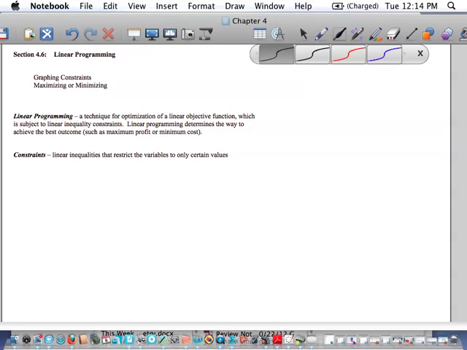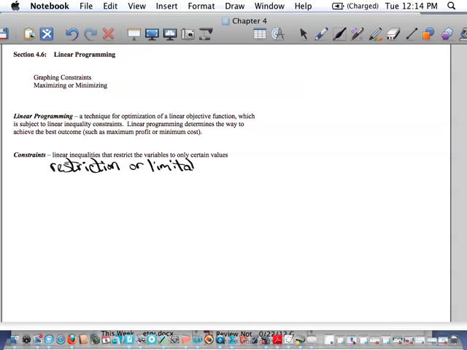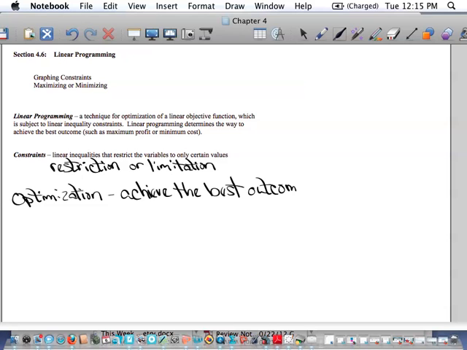So let's look at a couple of those keywords there. One is the idea of a constraint, and a constraint is a linear inequality that restricts the variable to only certain values. So this is a restriction or a limitation. Okay. The other word we need to take a look at is optimization. The idea of optimization is to achieve the best outcome. If you're in business, that means you want to maximize profit, minimize cost, because you want to make the most money as possible.